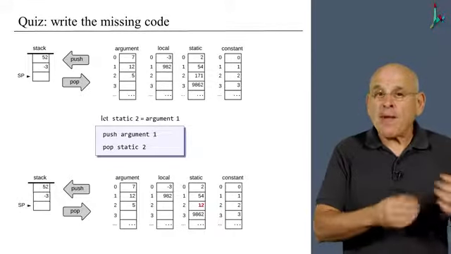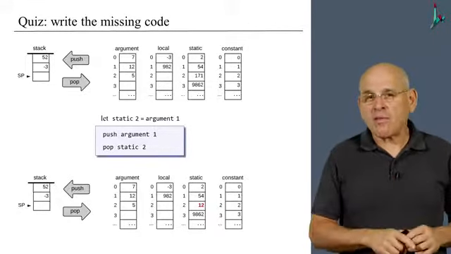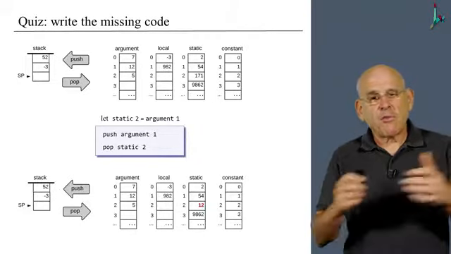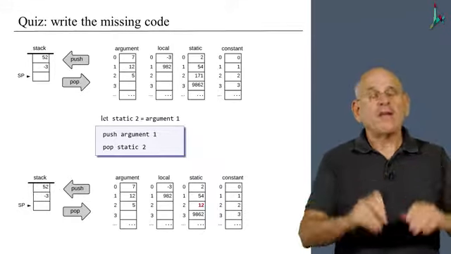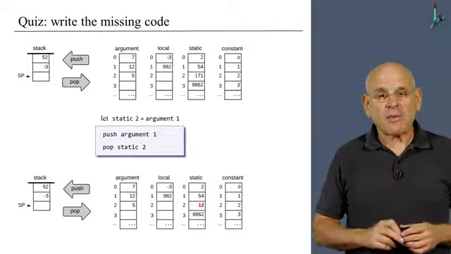A lot of drama happened, right? We added something, we took something away from the stack, but at the end of the game, the stack is intact. And we managed to move something from one segment to the other, and that's the only way to move values from one segment to another in our VM abstraction.